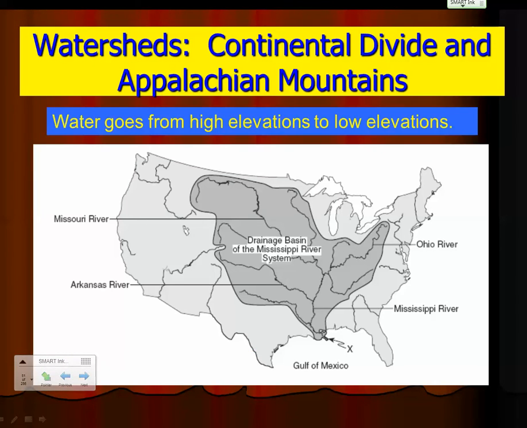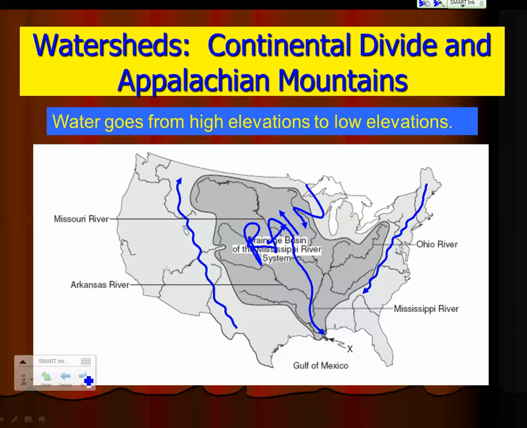Now watersheds, like the Continental Divide here and the Appalachian Mountains, these are divides which create watersheds. You can see the largest watershed, the Mississippi River system, in dark gray here. But the Rocky Mountains, which are in this area, and the Appalachians, which are essentially like that, separate the Mississippi River system from other systems. So if it rains in here, it's going to flow eventually out the Mississippi River and to the Gulf of Mexico.